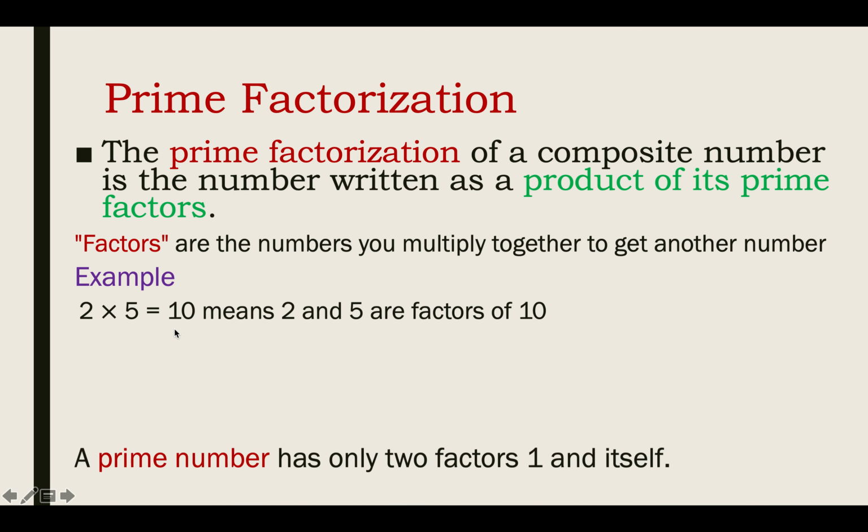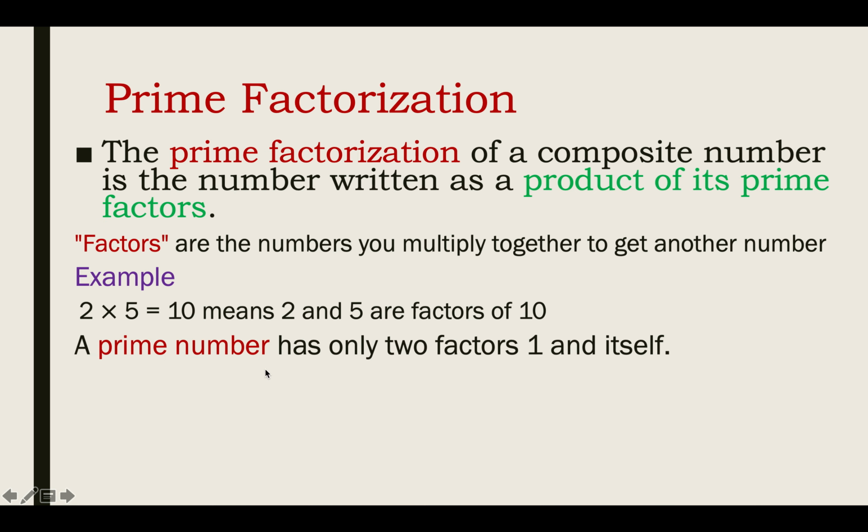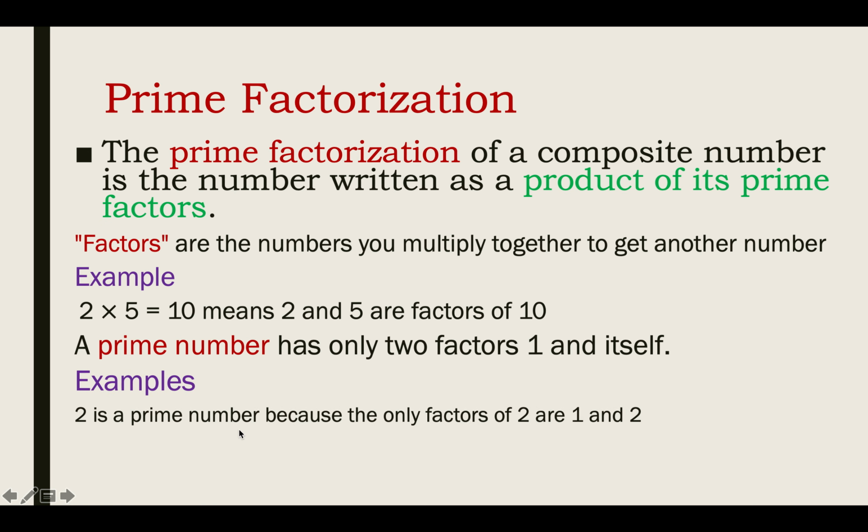Let's see what is a prime number. A prime number has only two factors, 1 and itself. For example, 2 is a prime number. Why? Because the only factors of 2 are 1 and 2.